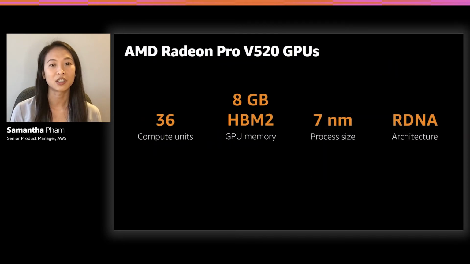Taking a look at the GPUs that power these G4ad instances, the AMD Radeon Pro V520 GPUs come with 36 compute units, 8 gigabytes of high bandwidth memory, and are built using AMD's new RDNA architecture, which is hyper efficient with low latency and high CPU to GPU bandwidth. They are designed to render your graphics with high quality at high speeds, and they have a peak engine clock of 1600 megahertz.